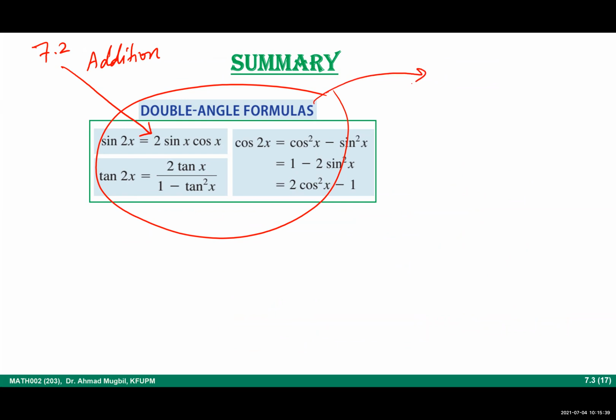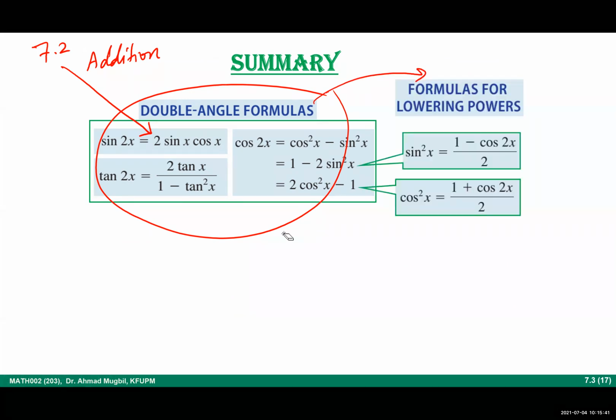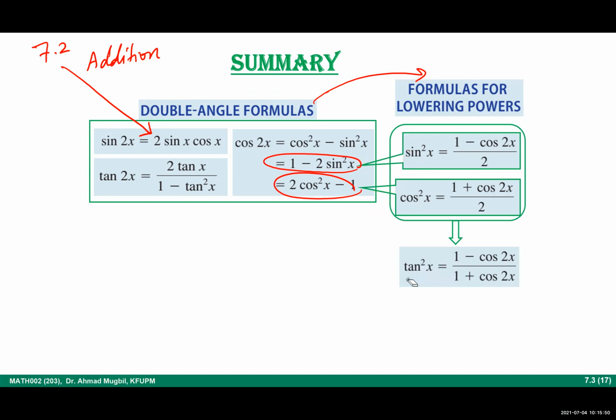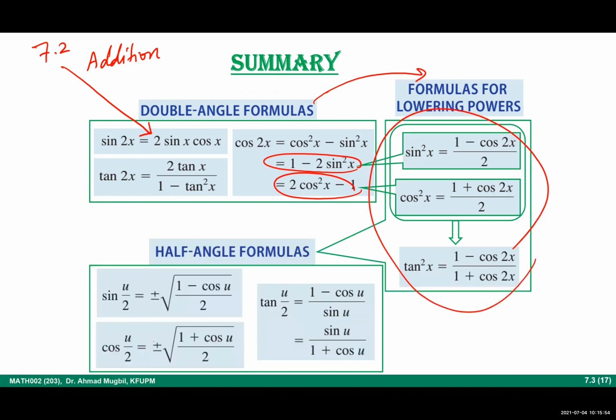From this, we have the lowering power formula. How to lower the power, ya shabab? Use this formula to obtain this formula. Use this and this to obtain the formula for tangent, and use these three formulas to obtain the half angle formula. Just replace x by u over 2. Replace 2x by u, then take the square root of both sides.